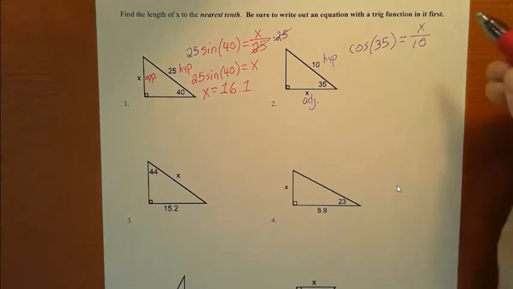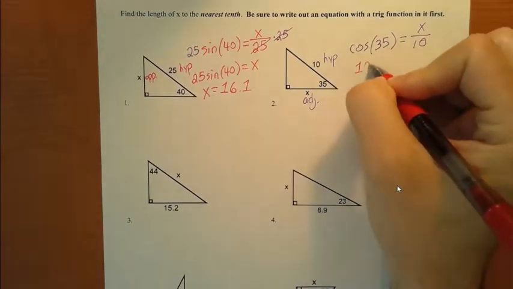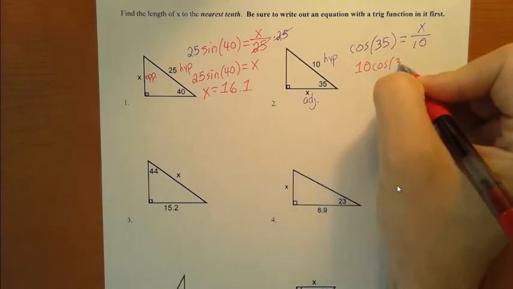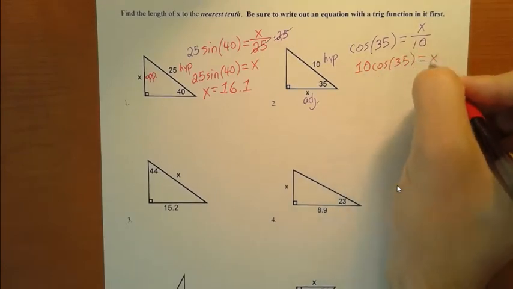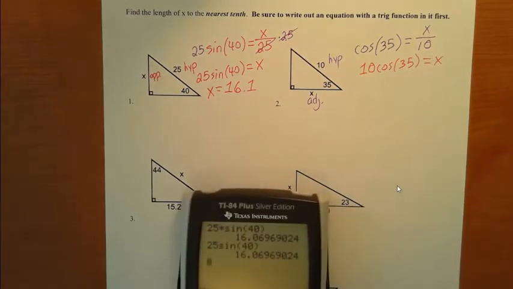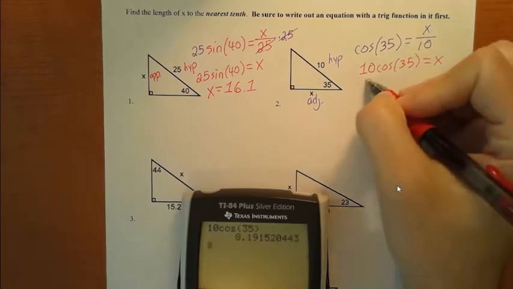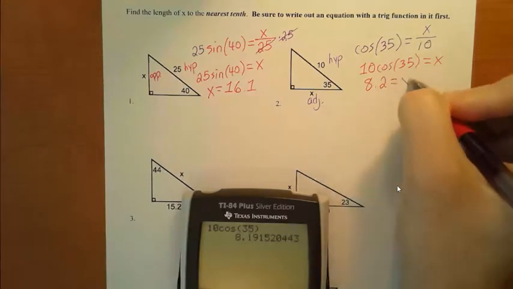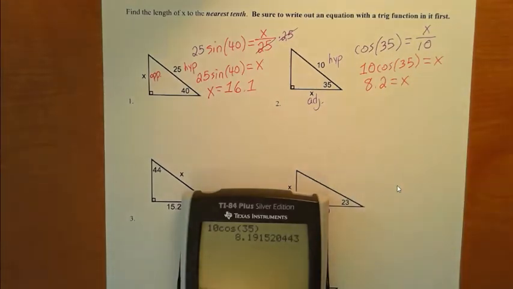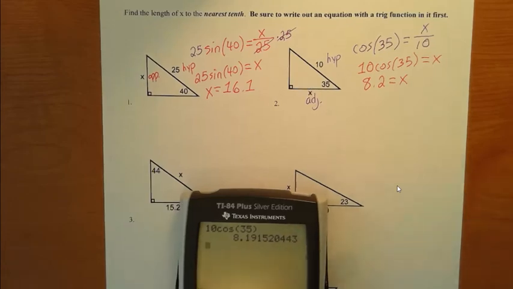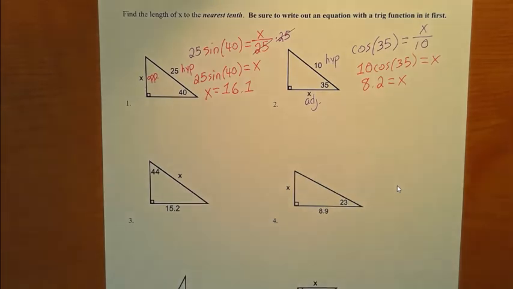Just like last time, we can multiply by 10 on both sides. So that would mean we have 10 cosine of 35 is equal to x, giving us a final answer of 10 cosine of 35 equals 8.2 for x. So 2 problems, both working pretty similarly. In both cases, you set up your trig equation and trig function, and then multiply by your denominator on both sides to get your answer for x.